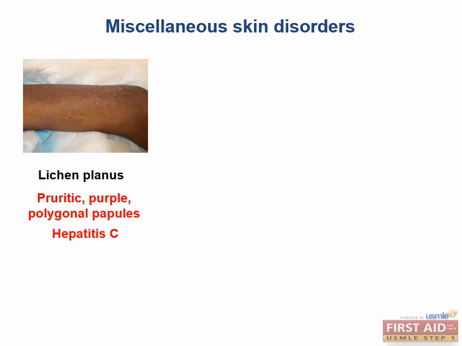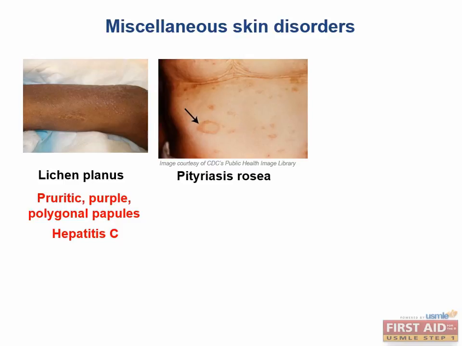Hepatitis C. I like to remember that lichen planus, with a P, shows pruritus, purple, polygonal papules, all P's, and is associated with hepatitis C, which also has a P in it. It kind of works.